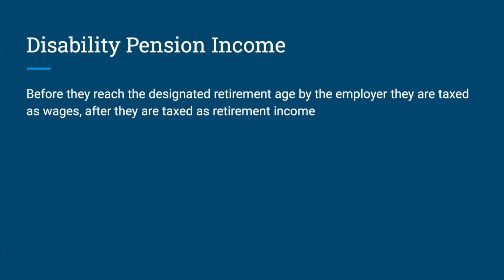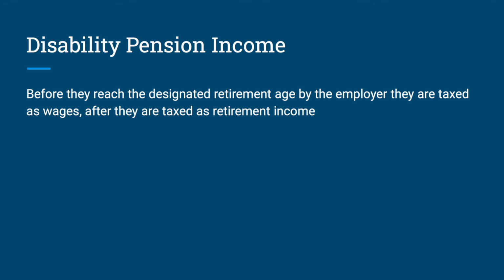And so we're coming down the home stretch here with all these different forms of income, with disability and pension income. Before they reach the designated retirement age by the employer, disability and pension income is taxed as wages, and after that, it is taxed as retirement income. And so that can have some important differences when we get into some of the more nuance around some of these topics around taxes.